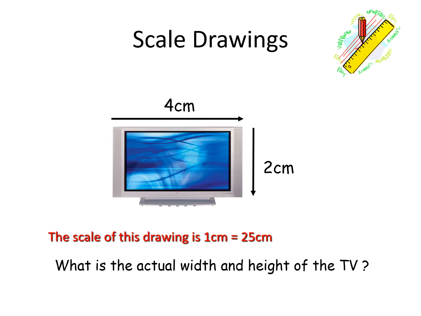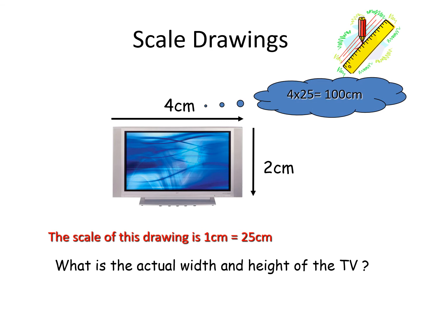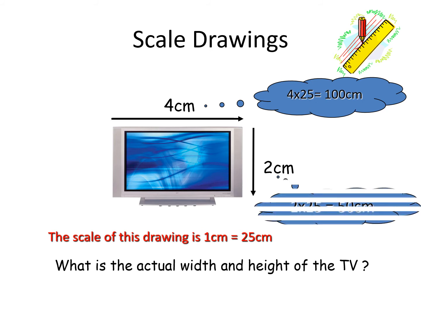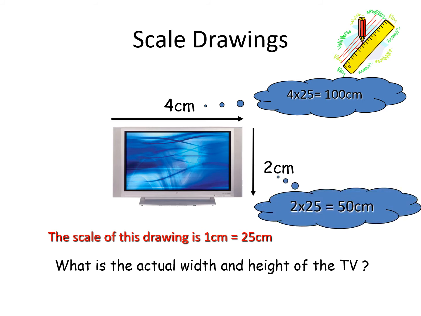Okay, so if you hopefully have used the correct method, what we would actually be doing is, because the width of the TV is 4 centimetres, if I times 4 centimetres by 25 centimetres on the scale, this actually then would represent 100 centimetres in real life. So the actual width of the TV is 100 centimetres. The height of the TV then, which is 2 centimetres, if I times that by 25 centimetres on the scale, that shows me that the height of the TV is actually 50 centimetres in real life. And hopefully everybody was able to work that out okay.